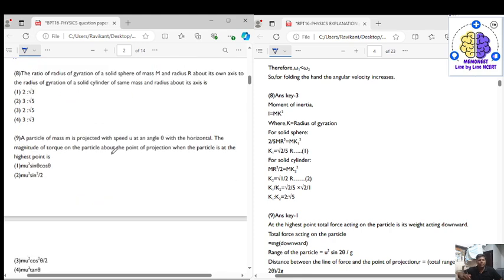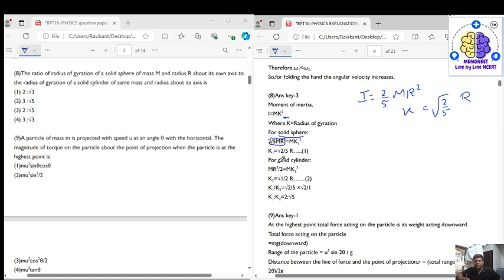Now coming to question number 8. The ratio of the radius of gyration of a solid sphere of mass m and radius r about its own axis to the radius of gyration of a solid cylinder of the same mass and same radius. So the moment of inertia is given as I is equal to mk square, where k is the radius of gyration, right? For a solid sphere, I is equal to 2 by 5 mr square, so here k will be equal to under root of 2 by 5 r, right?